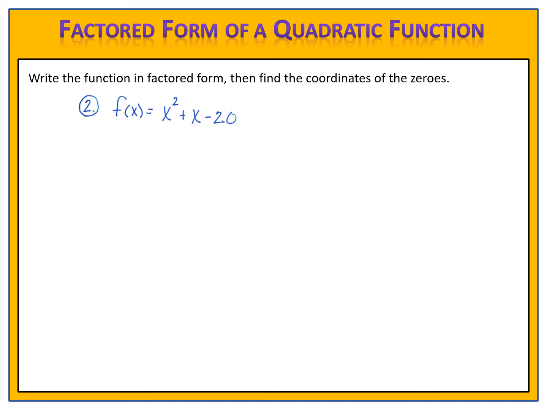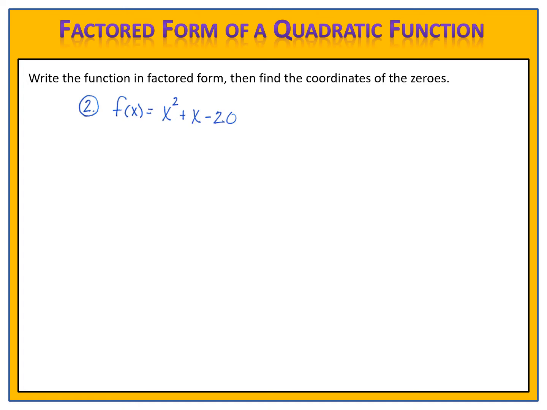Here's a second function, f of x equals x squared plus x minus 20. This one's for you to try. See if you can write the function in factored form, and then identify the coordinates of the zeros. Please pause the video here, and come back when you're ready to compare answers.